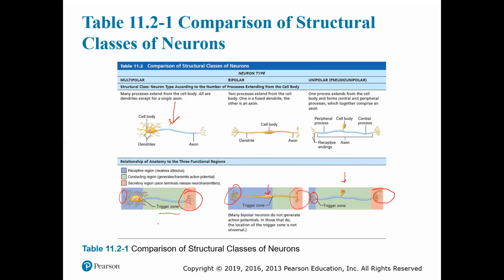So remember, the multipolar neuron is a motor neuron or interneuron; usually the motor neuron is myelinated whereas the interneuron is not. The bipolar neuron is more your special senses. We went through those. And your unipolar or pseudo-unipolar neuron is for your sensory neurons. Okay, good pictures.